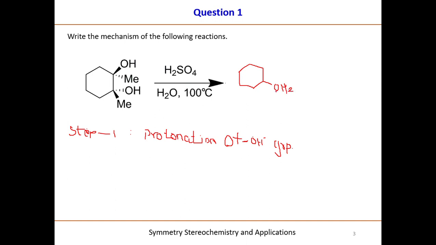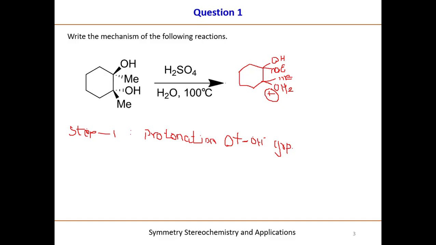So I am writing OH2 plus after protonation, and this oxygen will carry the positive charge, an oxonium ion. Here the methyl group, everything else will remain the same. After protonation, what will happen? The second step is loss of an H2O molecule and the formation of a carbocation.